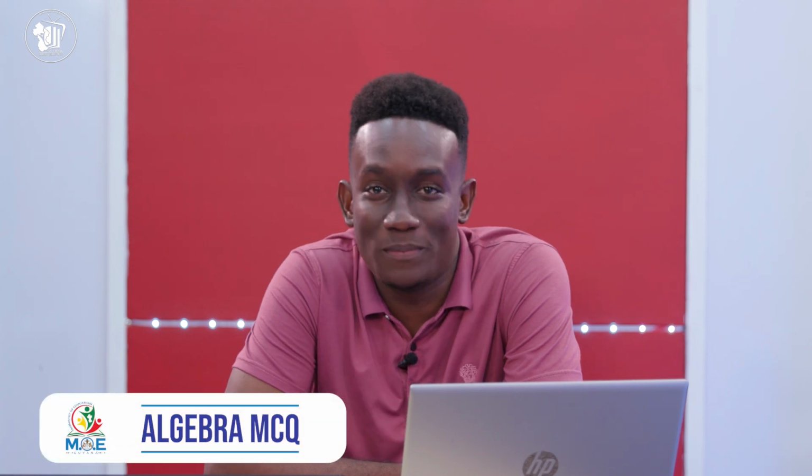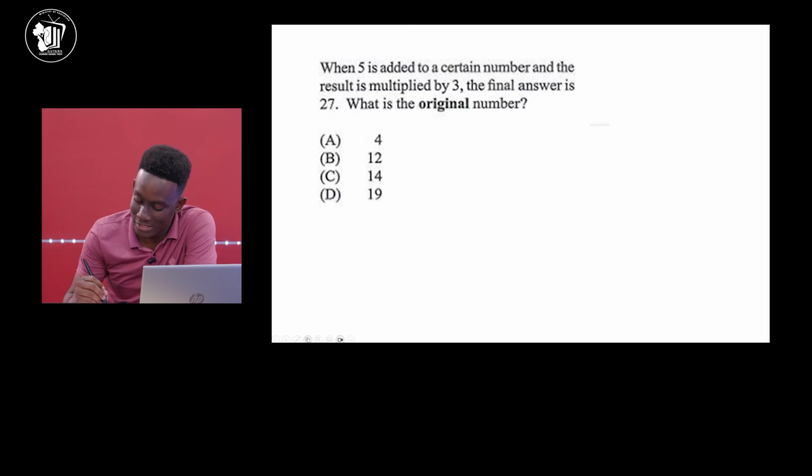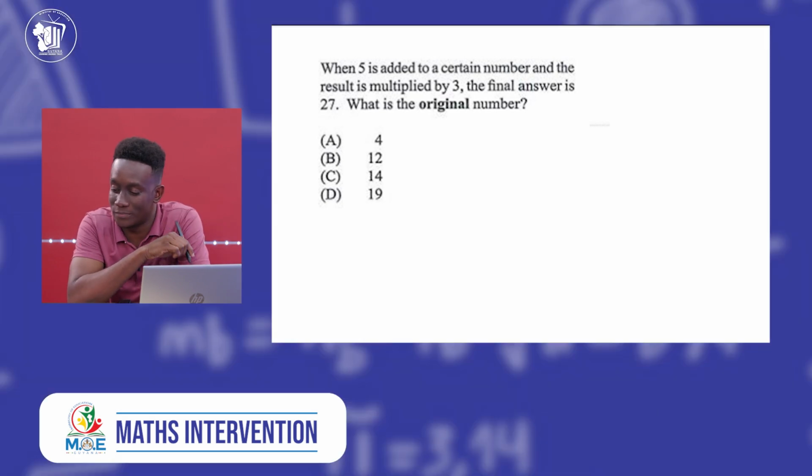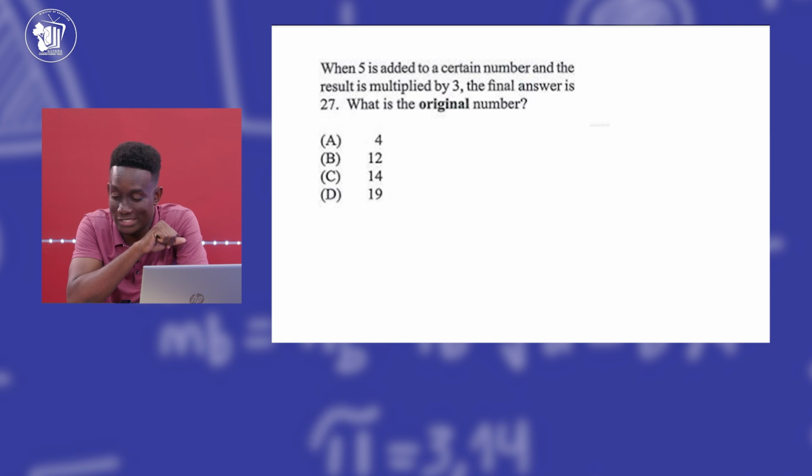In this video I will be tackling some multiple choice type questions on algebra. So let's head straight into the first question. This question says, when 5 is added to a certain number and the result is multiplied by 3, the final answer is 27. What is the original number?